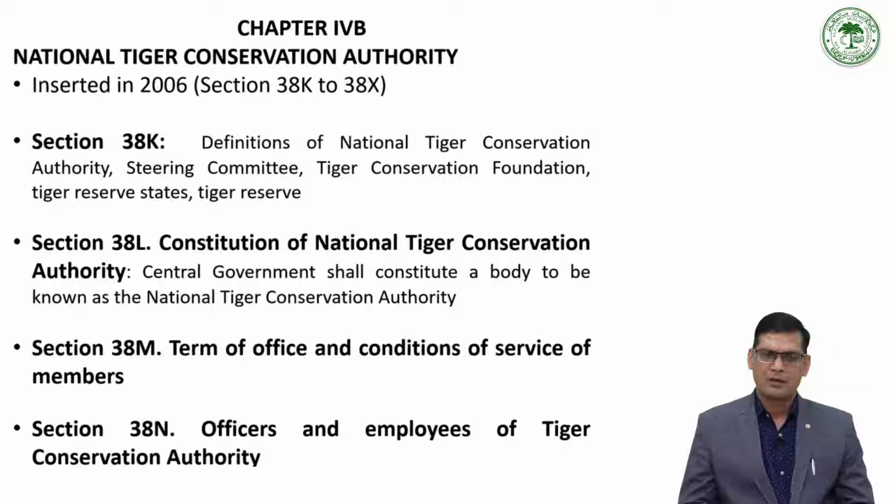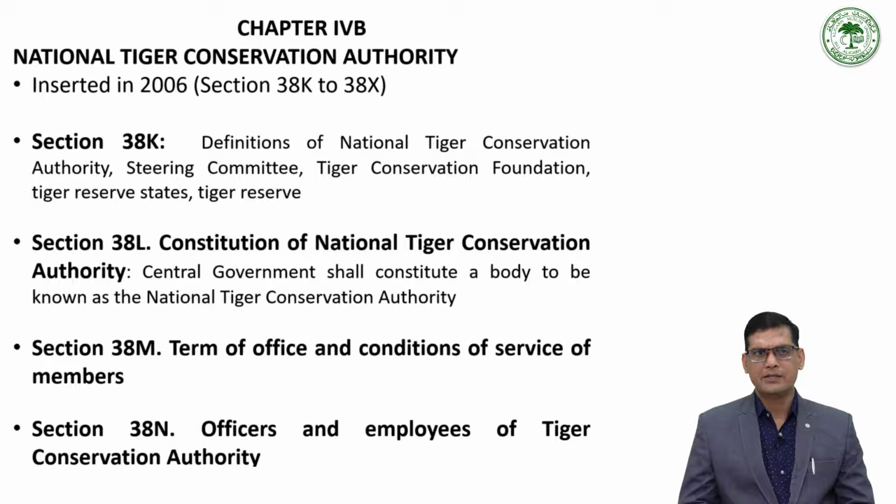Chapter 4B is entitled National Tiger Conservation Authority, and it was inserted in the Act in 2006 by an amendment to provide better protection to tigers and to ensure the long-term conservation of tigers in India. Section 38K of this chapter provides definitions of National Tiger Conservation Authority, Steering Committee, Tiger Conservation Foundation, Tiger Reserve State and Tiger Reserves. These are the terms and the various bodies which are established under this chapter.